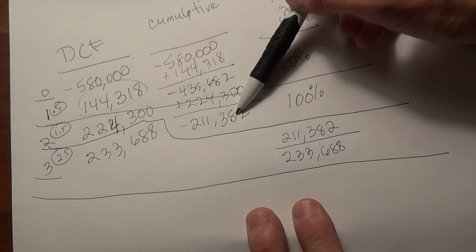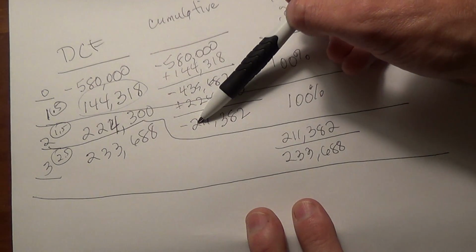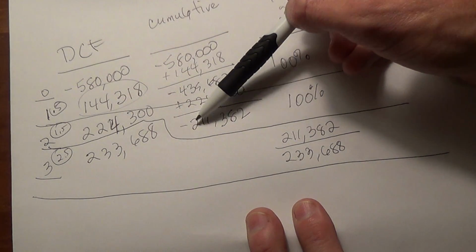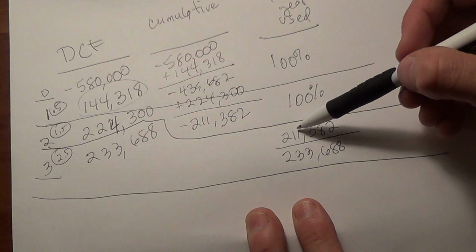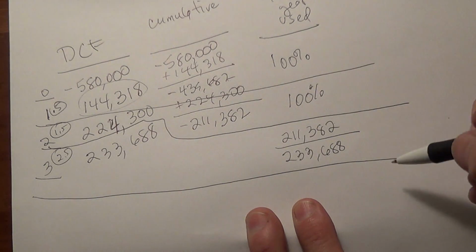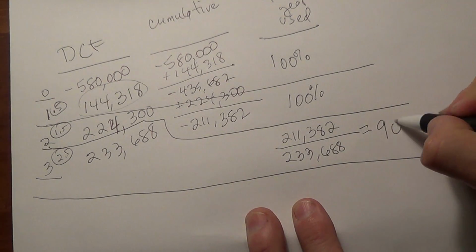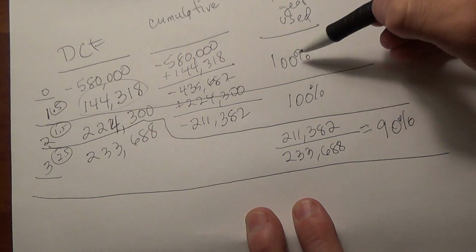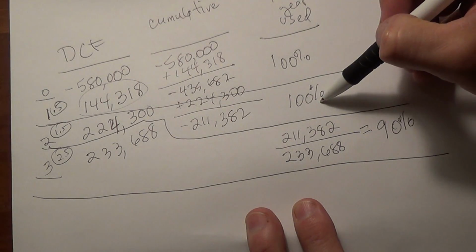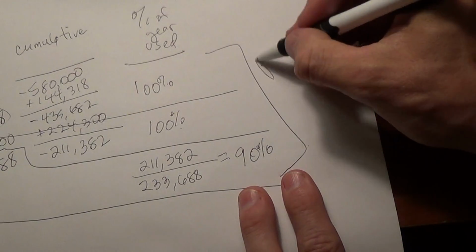That's essentially what the payback is. When in all of this timing does that 211 go from a negative net present value to a positive net present value? So 211,380 out of the third year's 233,688 is how much of that year it takes. And here, that gets you 90%. So we needed all of the first year, all of the second year, and 90% of the third year. So that gives us a payback of 2.9 years.